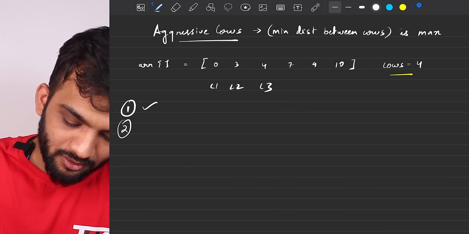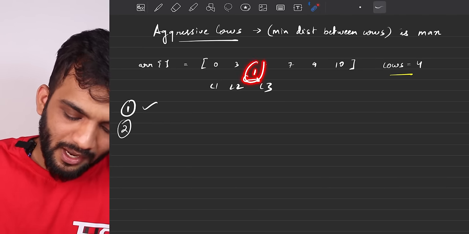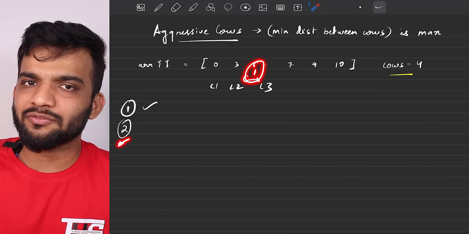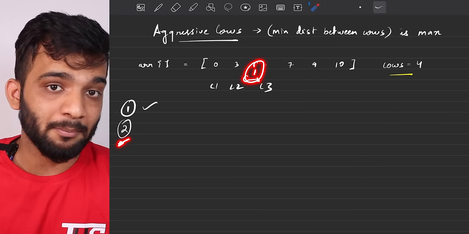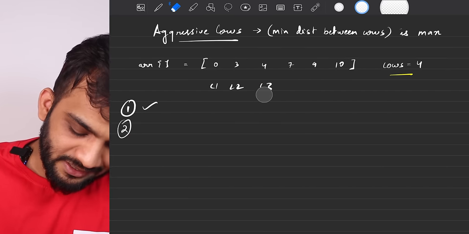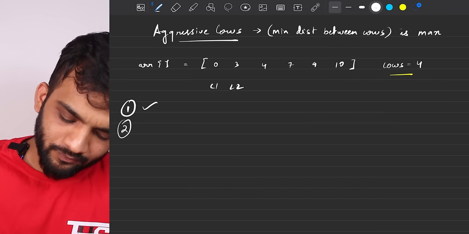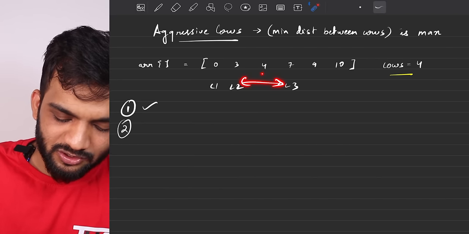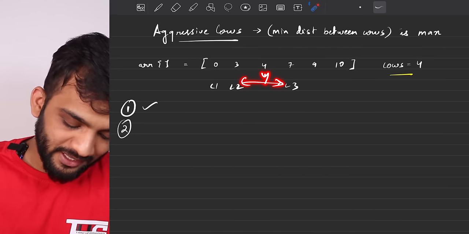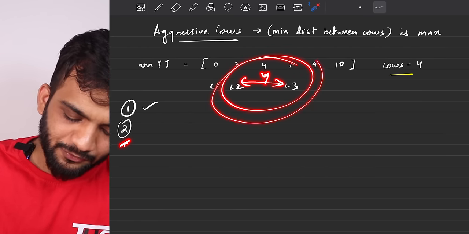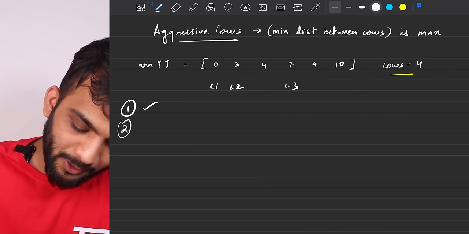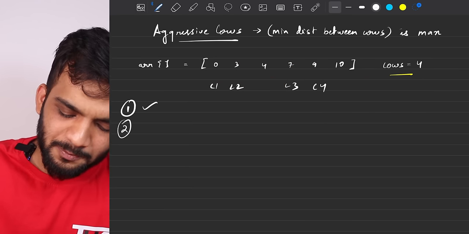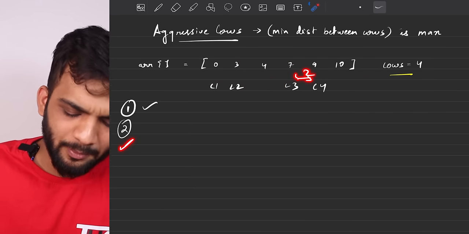Can I put a C3 here? If I put a C3 here, the distance is 1, but I have been asked to maintain a minimum distance of 2. So ideally, C3 cannot be put here. Can a C3 be put here? Yes, because I need to maintain a distance of 2, and the distance is 4. So possible. Can I put a C4 here? Yes, because the distance is 2, and I've been asked to maintain a distance of 2.